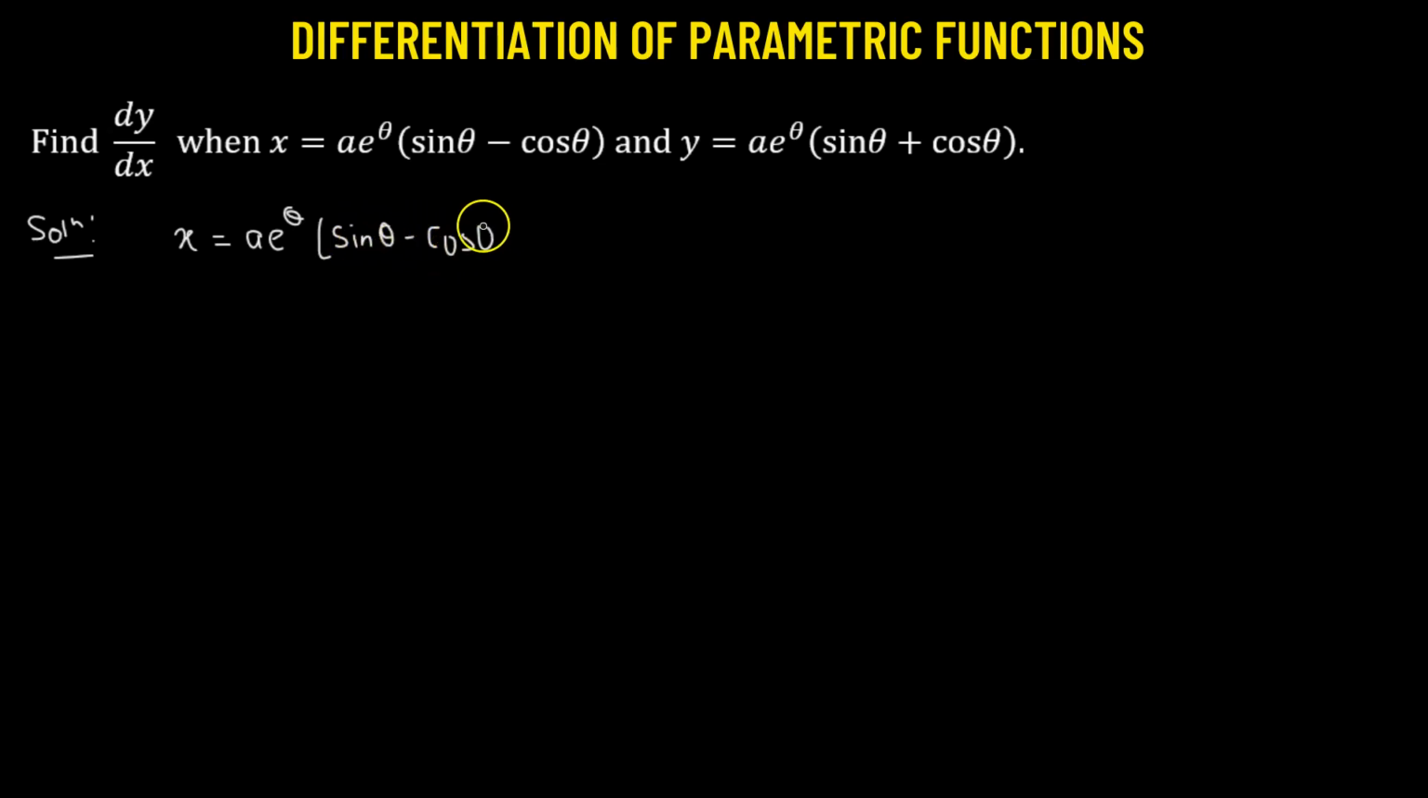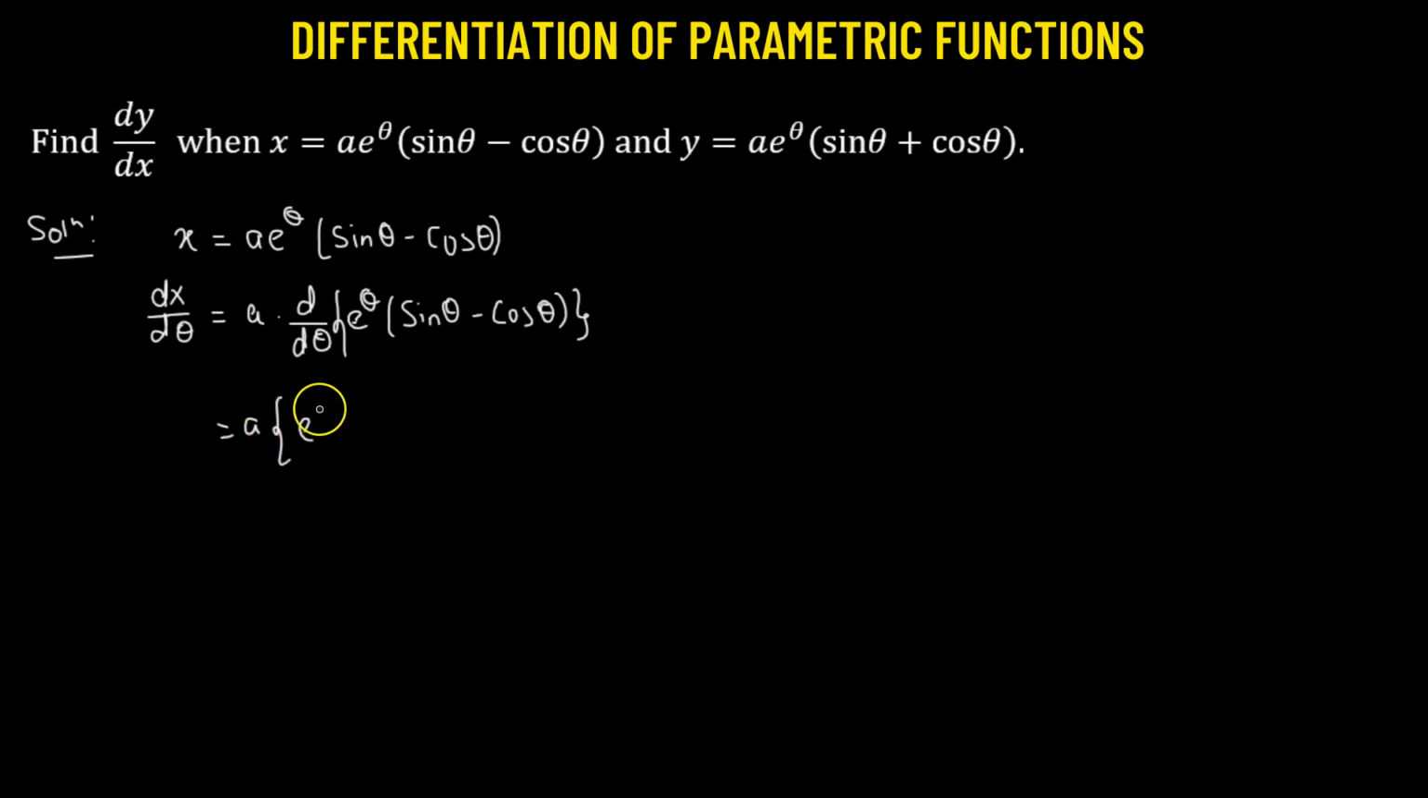cosine theta. So first step, we'll take the derivative on both sides with respect to theta. So we have dx over d theta, this will be equal to, a is a constant, so this will get multiplied to the derivative with respect to theta of e raised to the power of theta, whole multiplied by sine theta minus cosine theta. Right. Now we'll find the derivative. Here, since we have the product of two functions, e raised to the power of theta and sine theta minus cosine theta, we're going to use the product rule.